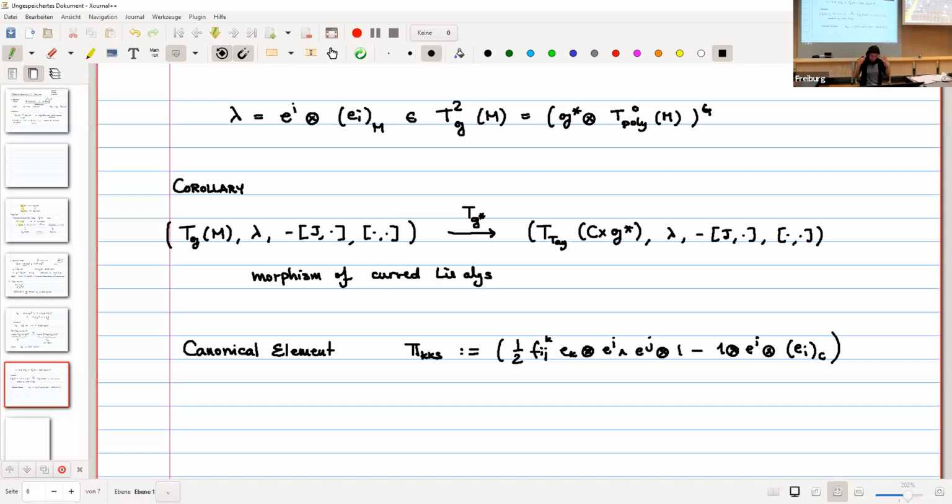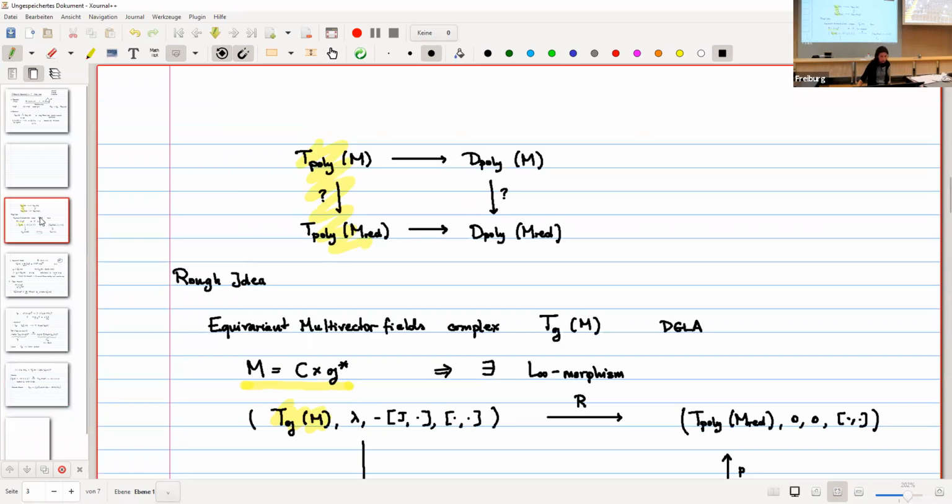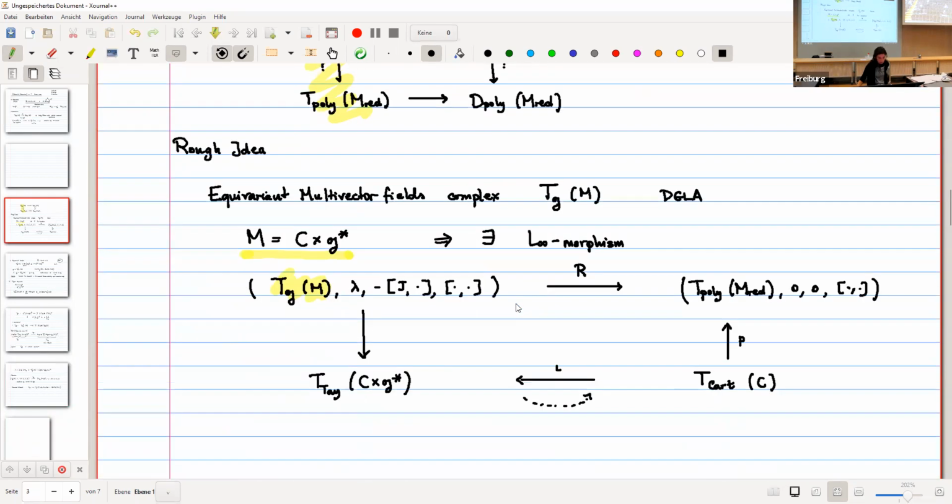Okay, now back to the original question I wanted to solve somehow. So this is the diagram I would like to construct. So I did this guy. So this is done. This is the Taylor expansion. Now I have to take care of the rest. So I really have to cook up a Cartan model.